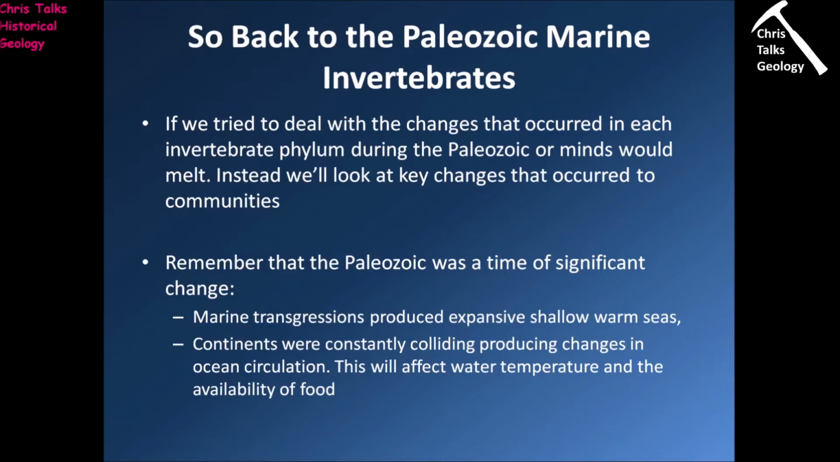We are also going to have continents constantly colliding with each other during the Paleozoic, and of course what that is going to do is affect how water circulates in the oceans. Obviously, if the way the water is circulating is affected, that's going to change the temperature of the sea water in some areas, it's going to change the availability of food, etc. And so the constant changing of ocean currents as the continents are moving around is also going to change localized environments, and that's also going to drive evolution forward in a more local way.